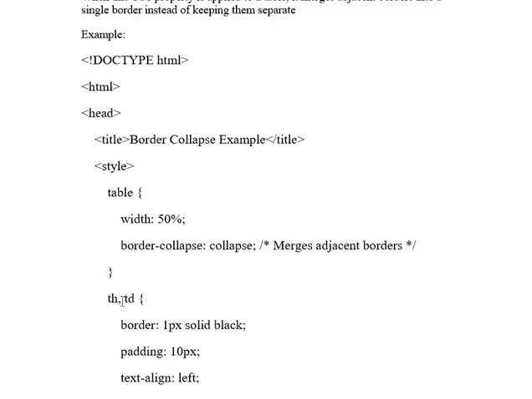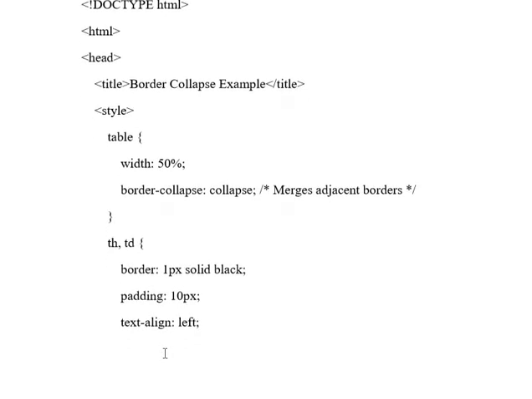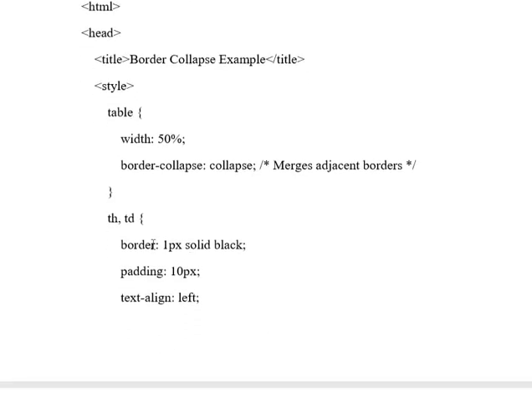Then the next is th comma td. Th is table header, td is table data. So to the header cell and data cell, we want to apply the following properties, so that you can include in the curly bracket. So one of the CSS properties that we want to apply to table header and table data cells is border. So border colon 1px solid black. So this px means pixel.